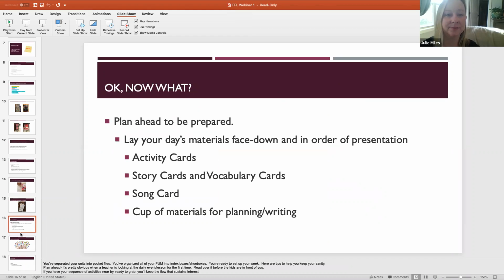Next slide. Okay, now what? So the whole thing with this, you've separated your units into your pocket files. Your frequently used material cards are in your index card boxes or shoebox. You're ready to set up your week. Here are some of the tips to help keep your sanity. You're going to want to plan ahead to be prepared. And my big thing with that, it takes preparation to be organized.